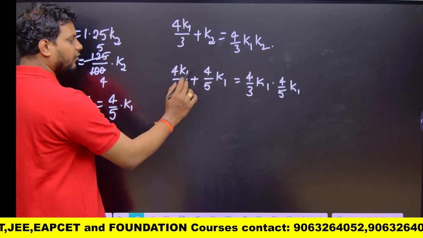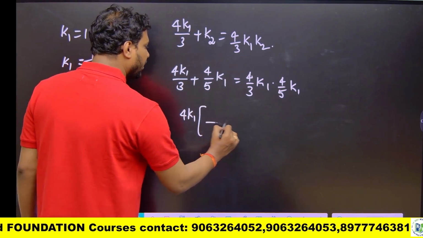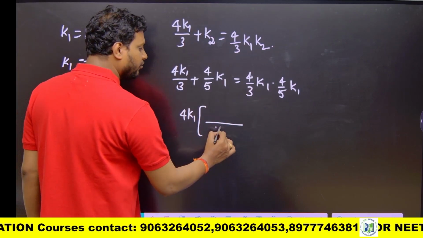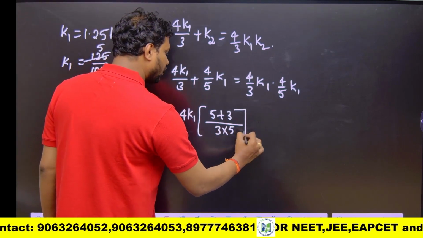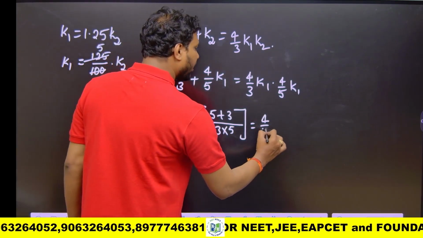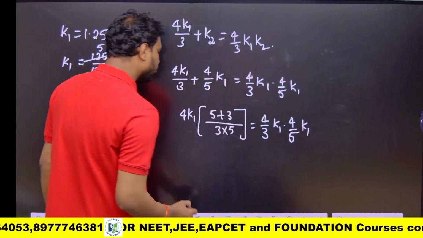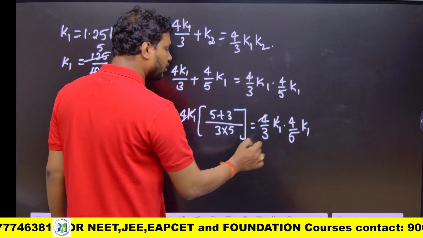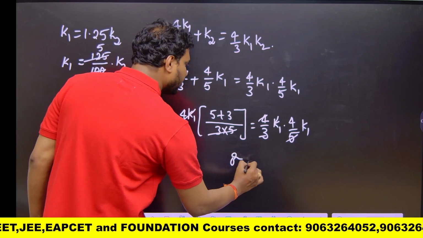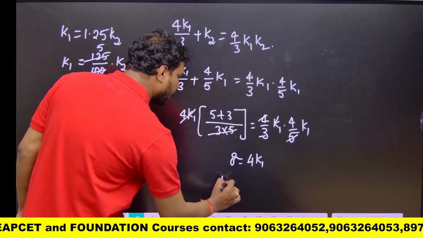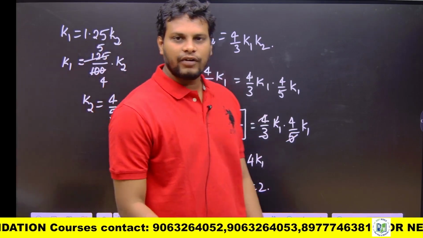So we can take 4K1 as common and cancel. If I take 4K1 as common, the LCM will be 1 by 3 plus 1 by 5, which is equal to 3 into 5, and the numerator will be 5 plus 3, which is equal to 4 by 3 K1 multiplied by 4 by 5 K1. So you can cancel 4K1, we can cancel 3 into 5 and we can cancel 3 into 5. Then 8 is equal to 4K1, or K1 is equal to 8 by 4, which is equal to 2. So the K1 value is 2.